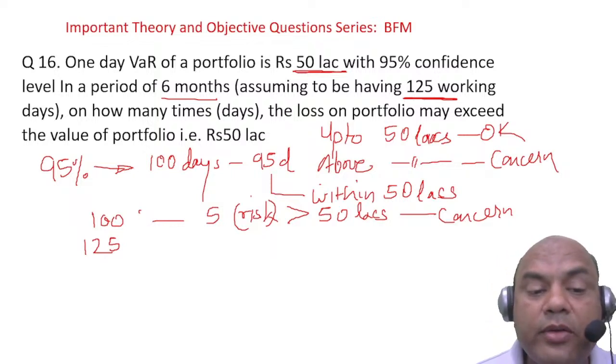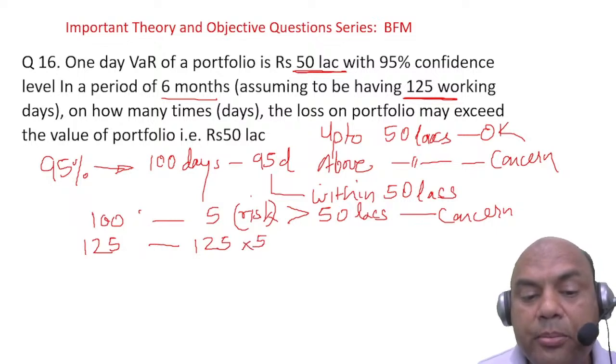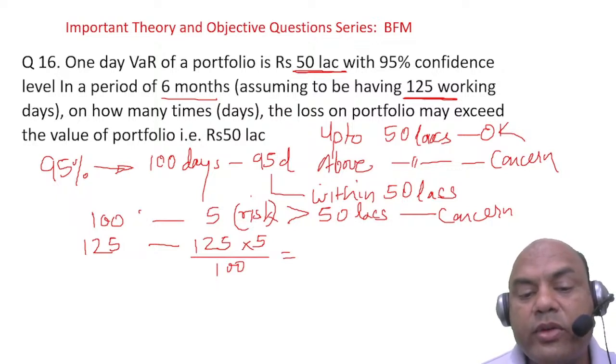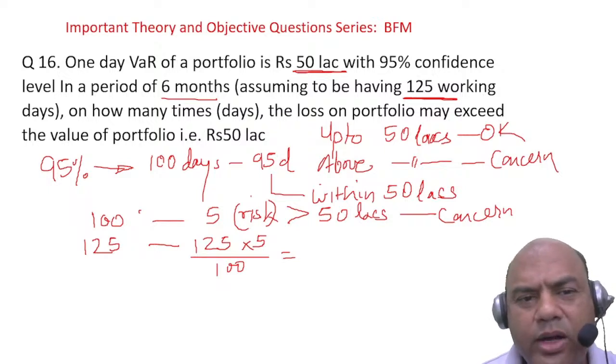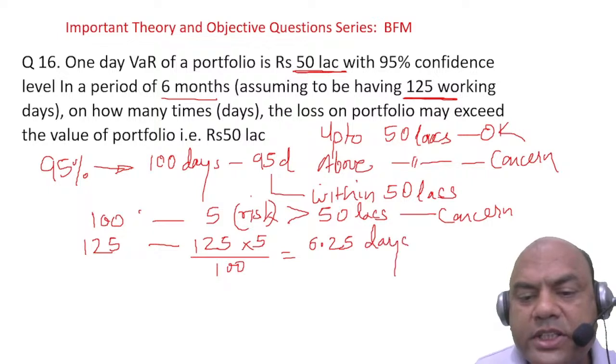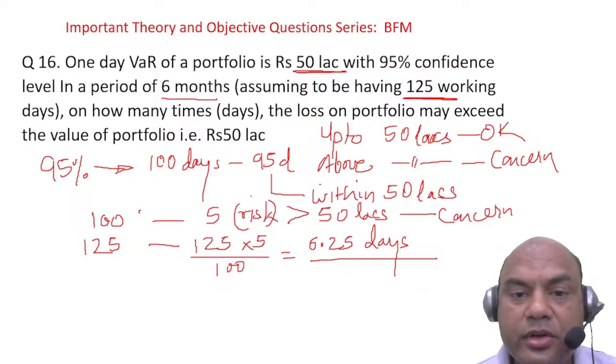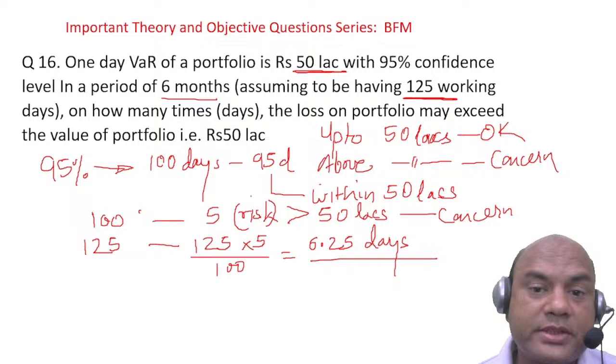In direct proportion, we have denominator upon numerator. So I'll multiply this: 125 into 5, cross multiply, upon 100. 125 times 5 is 625, upon 100, so 6.25 days. This is my answer. For 6.25 days, my portfolio will exceed my 50 lakhs.